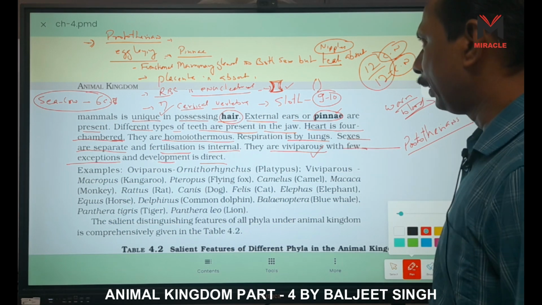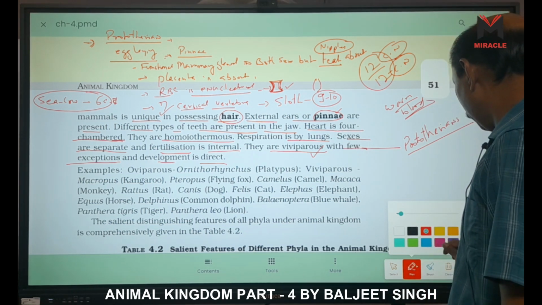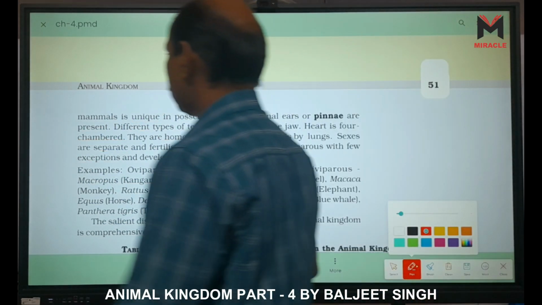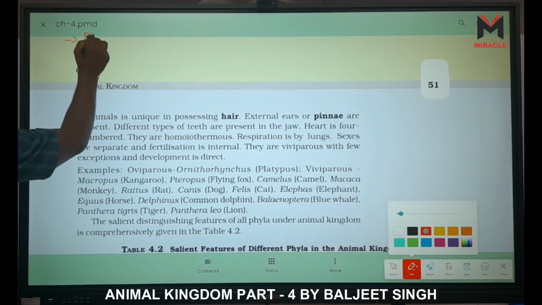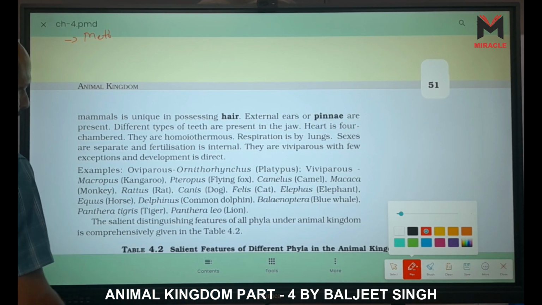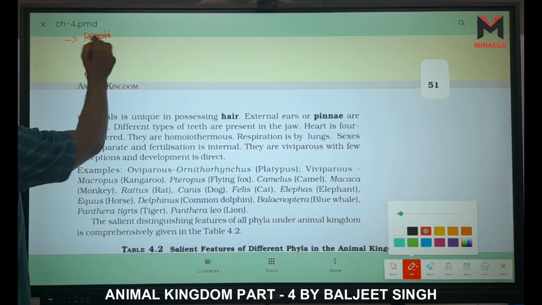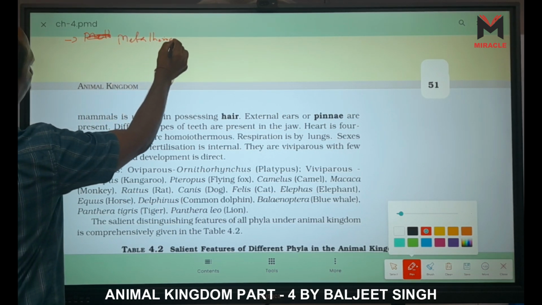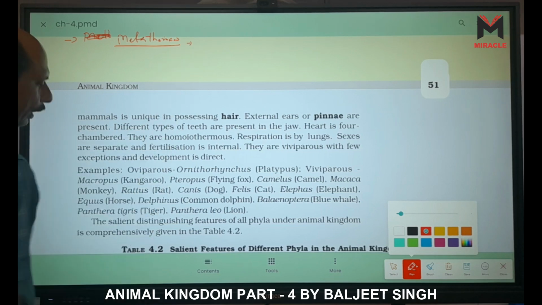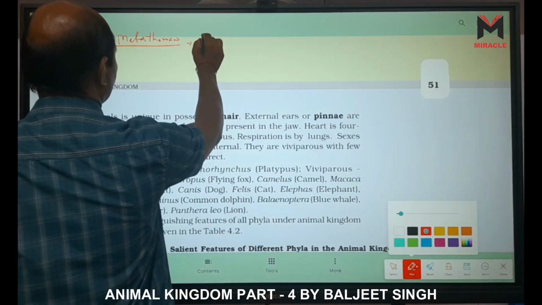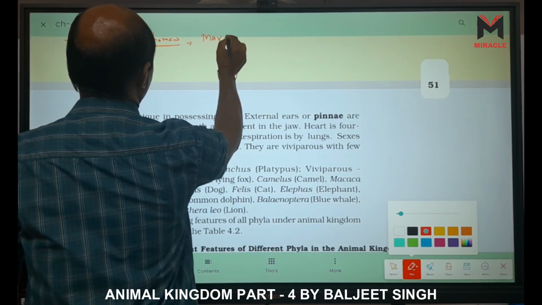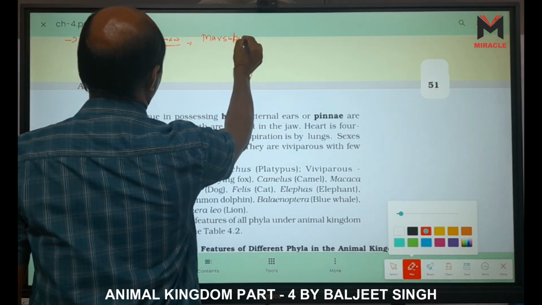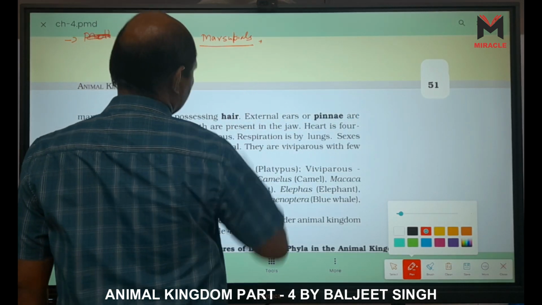Okay, these are the prototherians. After prototherians, second one is our metatherian. Second is M-E-T-A, metatherian. Metatheria or metatherian. Metatherian means marsupials. They are called marsupials.